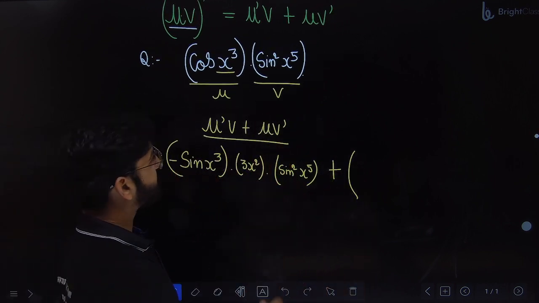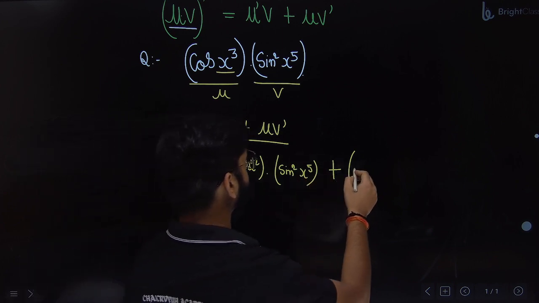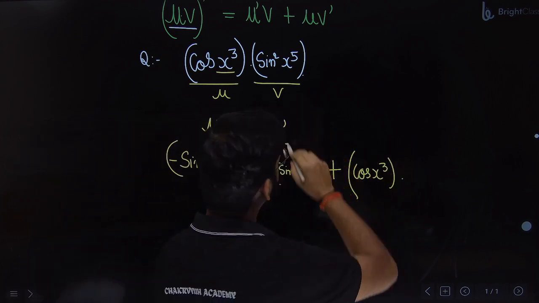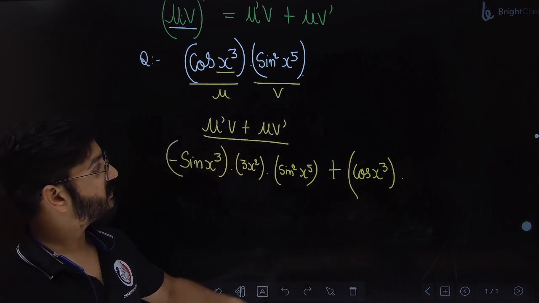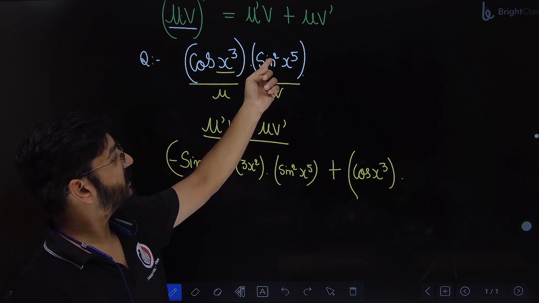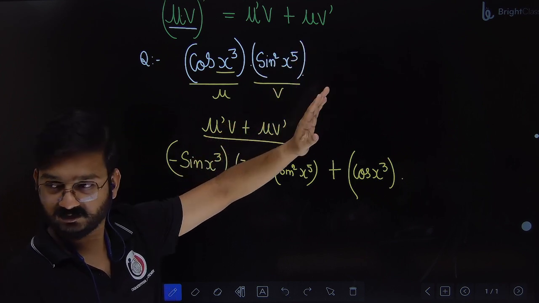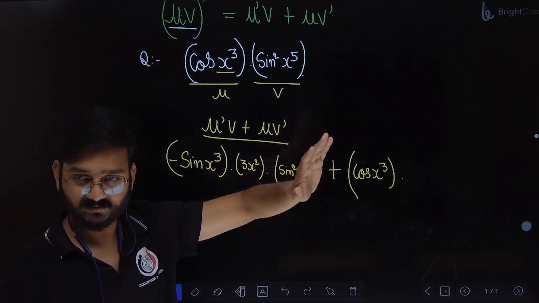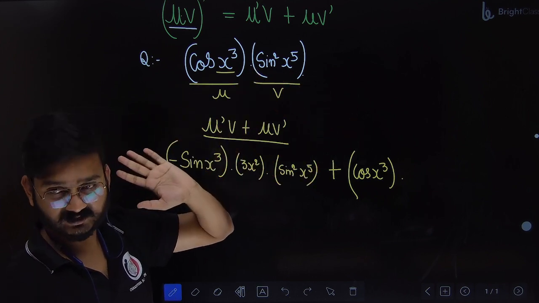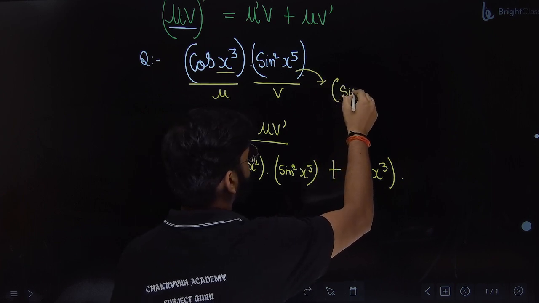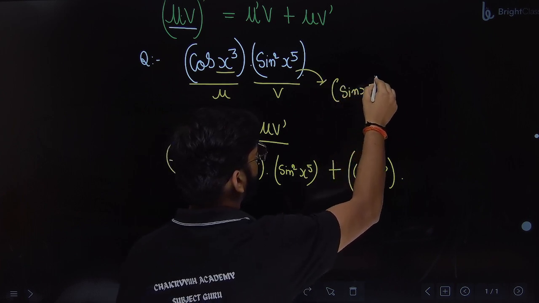So u is as it is. So u is what? Cos of x cube, into the differentiation of v, right? So if you see that, this is what? Sine square theta. Square is inside. You can take the square outside also. It's the same thing. All of you know this, right? Sine square theta and sine theta whole square is the same. So this is basically sine square theta. If you want me to write it, I will write it like this: sine of x to the power 5, whole square.